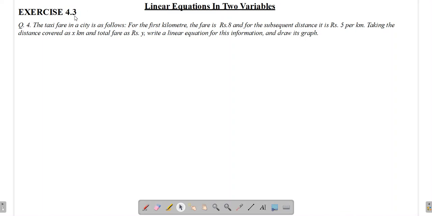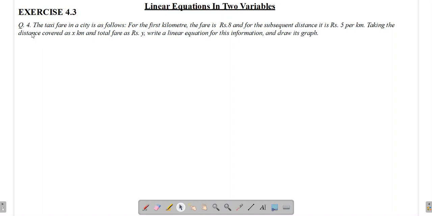And in the previous lecture we solved a few questions from exercise 4.3, and as I have told you, in the upcoming classes also we will be discussing a few more questions from the same exercise. So here we have started with question number 4, which you can see is a word problem. What we need to do in this is, firstly we'll frame a linear equation with two variables and then we'll try to draw the graph. So let us read the question first.